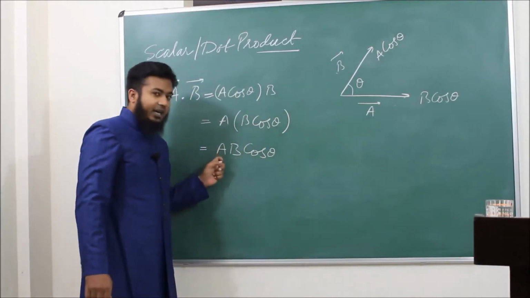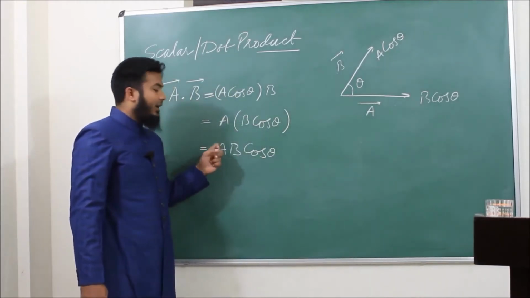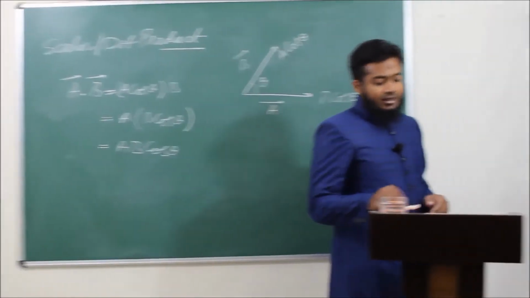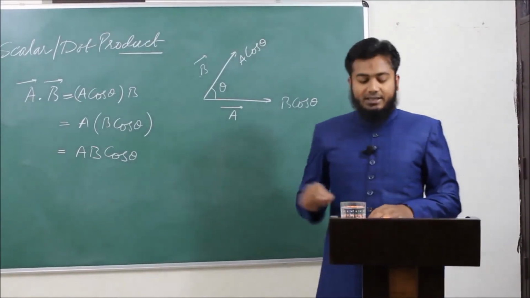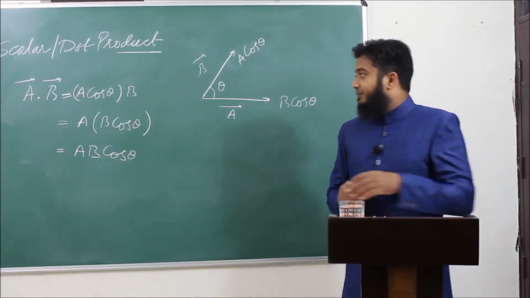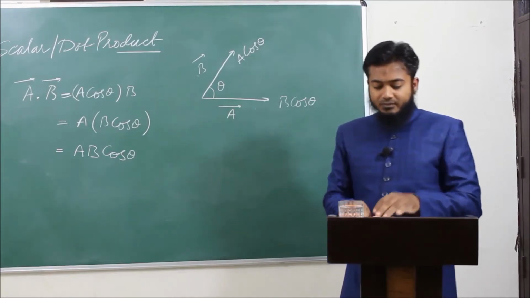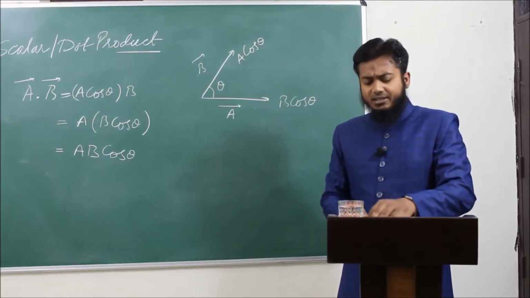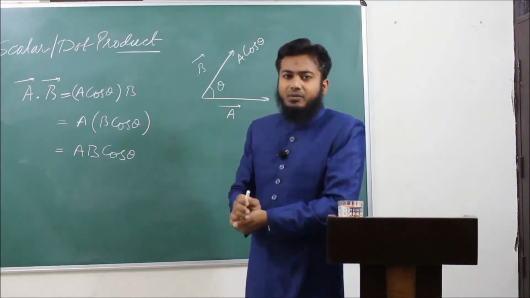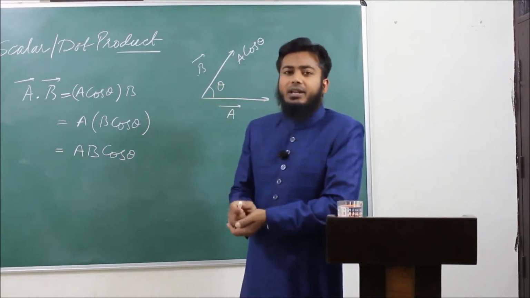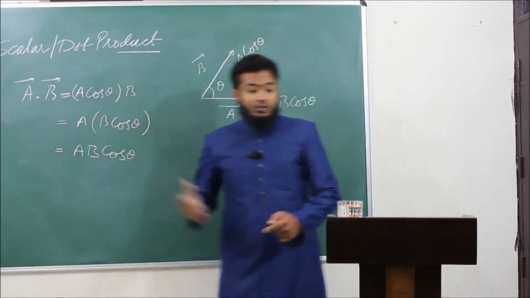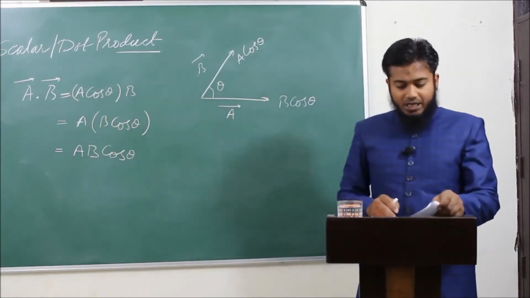And remember, A is the magnitude of vector A and B is the magnitude of vector B, and theta is the angle between the two vectors. So this is how the dot product is written. And why we write it like this, we will see when we study the application. When we study work and energy, we will see the application of the dot product and many other applications.